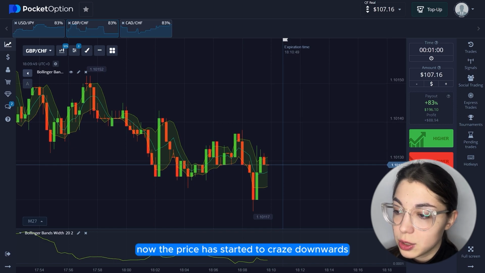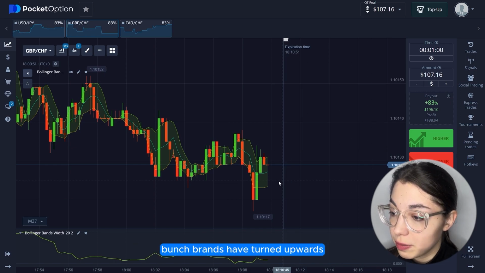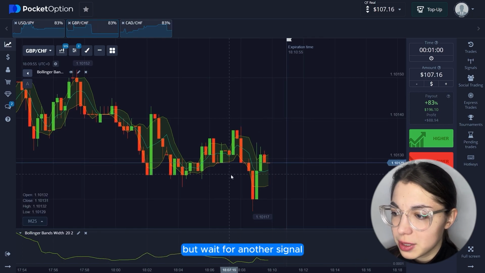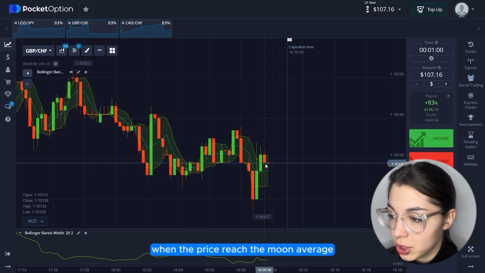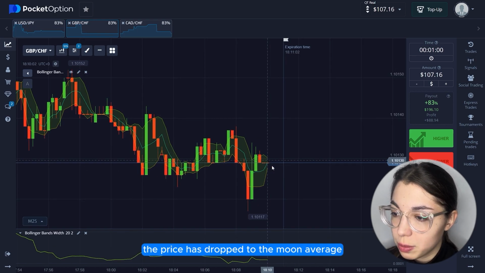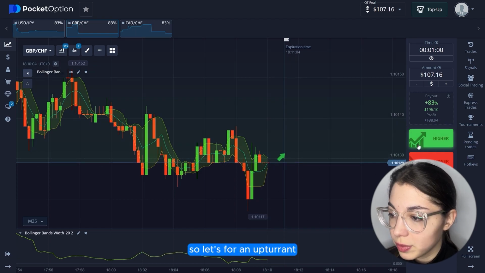Now the price has started to retrace downwards. The Bollinger Bands have turned upwards. Let's enter for an uptrend, but wait for another signal when the price reaches the moving average. Then we'll expect a rebound upwards. The price has dropped to the moving average, so let's go for an uptrend.